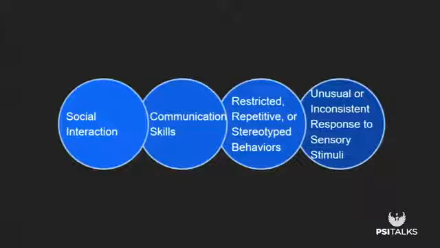When we suspect that a student may qualify for services as a student with ASD, we conduct an evaluation. We look at 4 primary areas of possible impairment or deficit: social interaction, communication skills, restrictive, repetitive, or stereotyped behaviors, and inconsistent or unusual response to sensory stimuli. The evaluation consists of myself as a school social worker, a speech and language therapist, and a school psychologist. Sometimes we'll pull in another team member, like an occupational therapist.